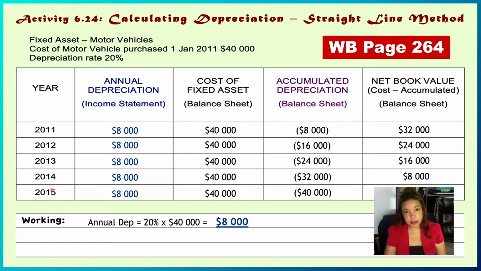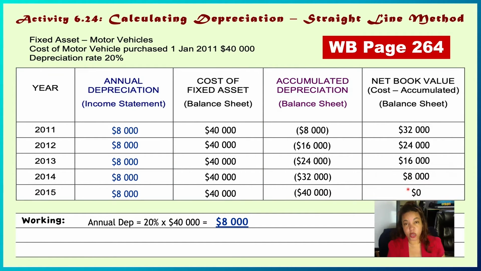So for 2015, if you do a balance sheet for 2015, then your cost will be 40,000, your accumulated will be 40,000, and then your net book value would be 0. And the same thing, if you were to do a balance sheet for 2014, then your cost will be 40,000, your accumulated would be 32,000, and then your net book value would be $8,000. We will do the balance sheet in another lesson.